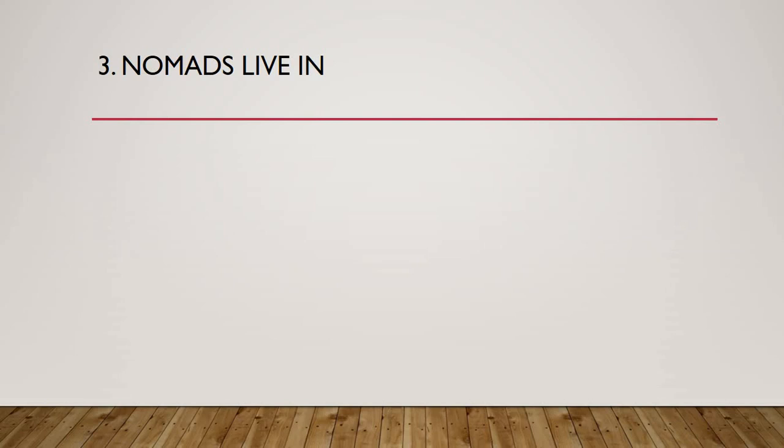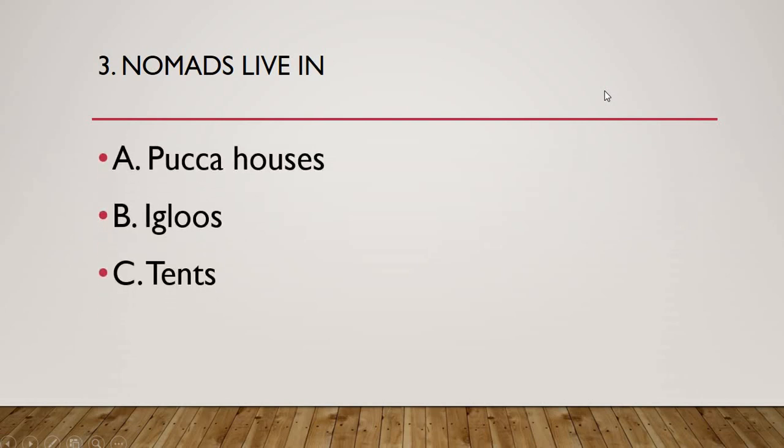Moving on to the third one. Let me read the question for you first of all. Nomads live in. Again the sentence is incomplete, you need to complete it, and obviously I am going to give you the options like I do for the other questions. So nomads live in, now you need to complete the sentence. Do they live in pucca houses, or in igloos, or in tents? Now you will say, sir, what are nomads? Not to worry, I have brought the answer with me.